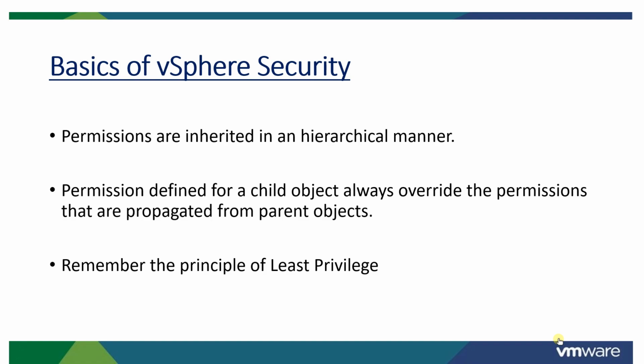Whatever is written over here, we will be justifying practically: that permissions are inherited in a hierarchical manner, and that permissions defined for a child object always override the permissions propagated from the parent object. Remember the principle of least privilege. We are going to justify all of this practically, and when we do, we will come back to the slide and discuss this again.